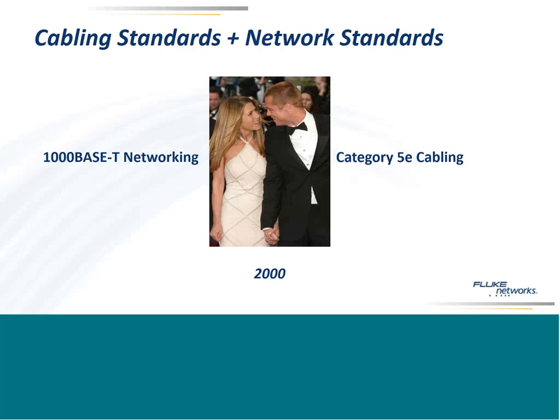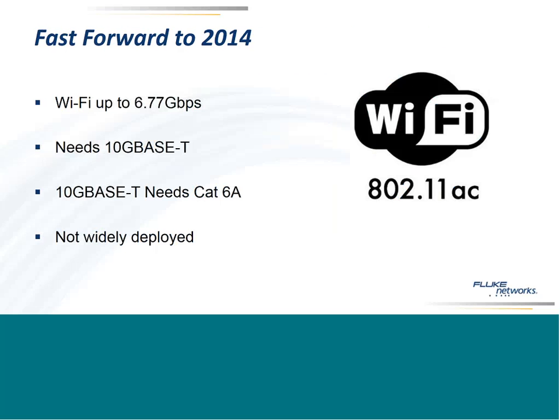Now, let's talk a little bit about that. What's the difference between cabling standards and network standards? I have an example here that I'll show you. When Category 5e cabling came out, it was right about the time that gigabit Ethernet was being developed, and these things were developed together, and they go together, just like Brad Pitt and Jennifer Aniston, right? Back in 2000, they went together. Gigabit Ethernet, Category 5e cabling. It was great. So really, what was the difference? Well, at the time, maybe not that much.